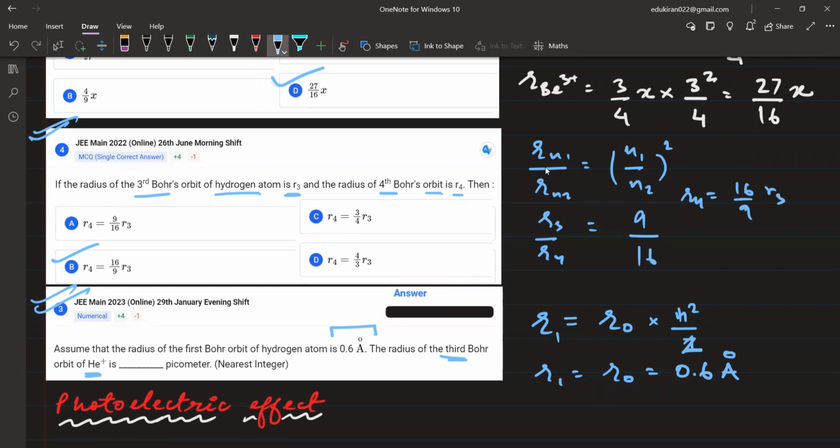The n square or Z को आप लोग change कीजिए. Giving you guys how much minutes? I think 3 minutes will be enough for this. Marita will see. पिकोमीटर में है, ध्यान रखिएगा. It is in picometers.